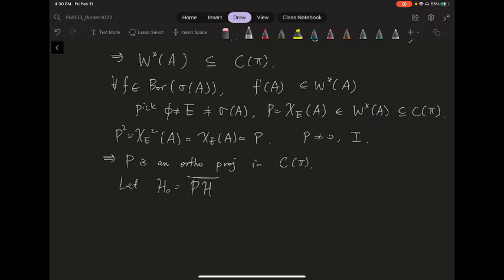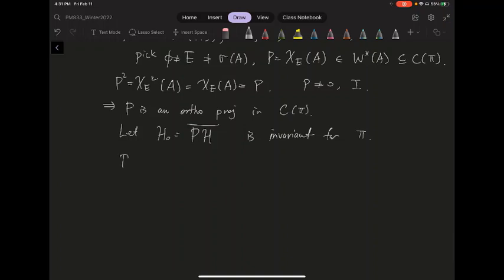Okay, if you do the projection, then this is going to be an invariant subspace. Okay, it's invariant for this pi. The reason is that if you think about what happens when you do P pi x equals pi x times P, if you just follow what we have, this P is essentially an orthogonal projection to its range, so it looks like the identity operator on H0 and 0 everywhere else.